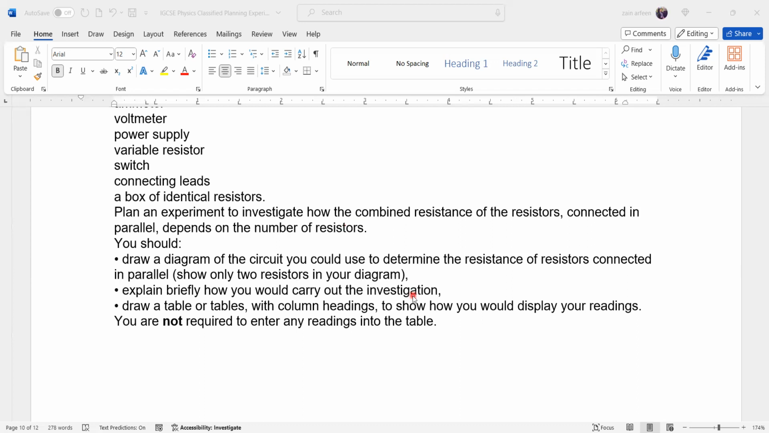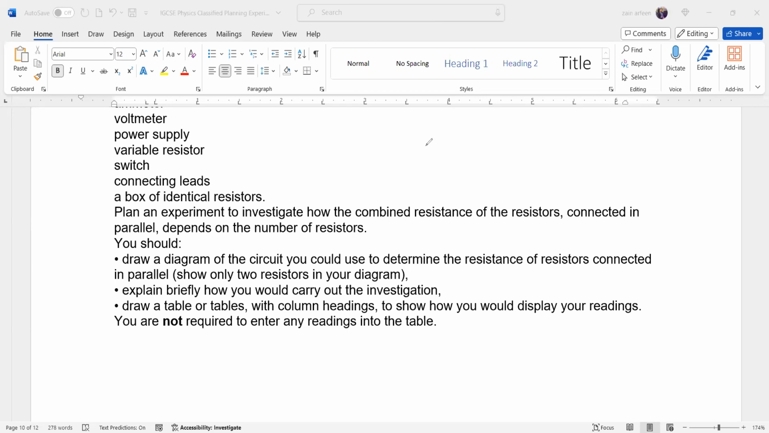Look, we know that if the resistors are connected in parallel, we use this formula, RT equals 1 over R1 plus 1 over R2, or if two are in parallel, it will be product divided by sum. But we don't have to write this formula at all, because we have to investigate practically how the resistance is affected by the number of the resistors connected in parallel.